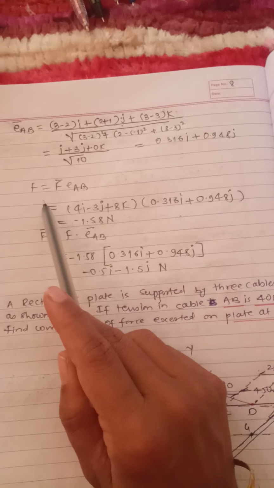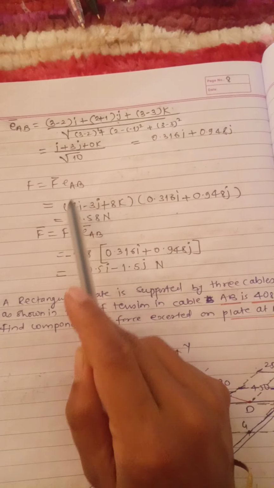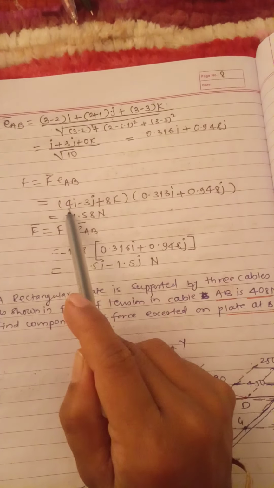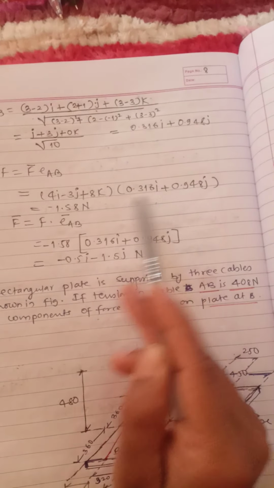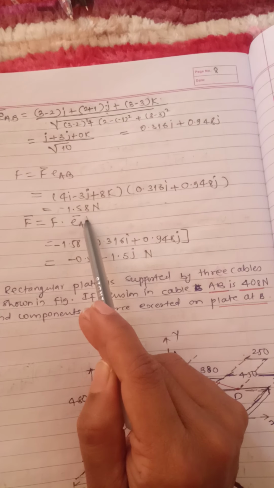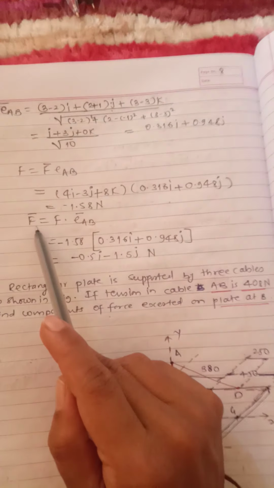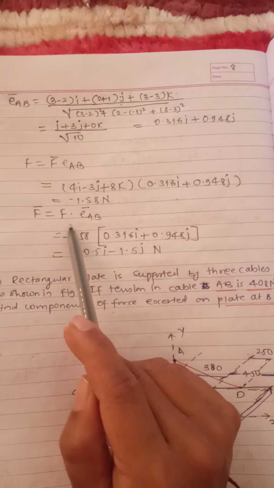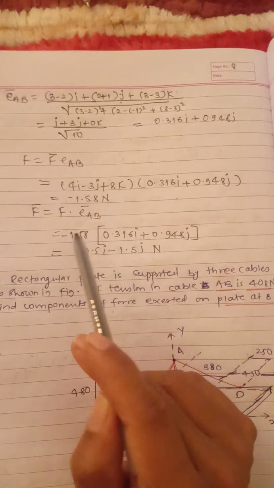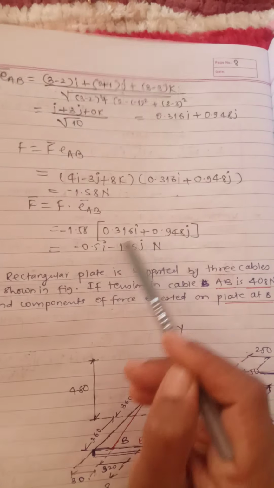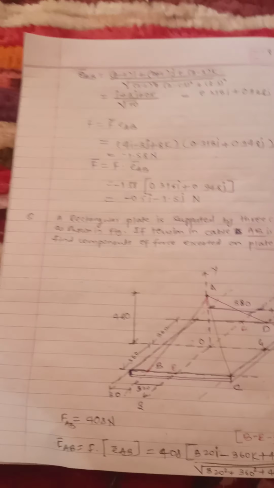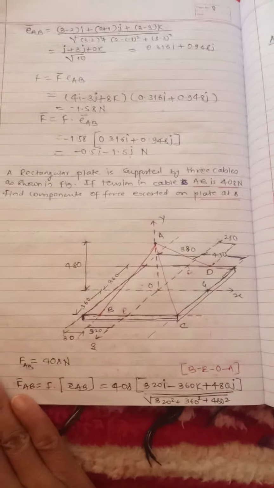Then F is equal to the unit vector of force into AB. This is given to us, 4i minus 3j plus 8k, and just now we have worked this out. We'll perform the multiplication, then we'll get the value 1.58, with a negative sign. This is the value of the force, 1.58, and this is the unit vector of the line. We'll multiply it and find the force. Then there is another problem. By solving this problem, you will surely understand how to work out the components of force.